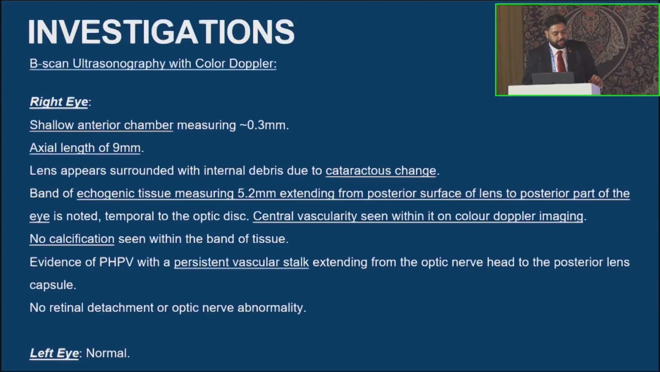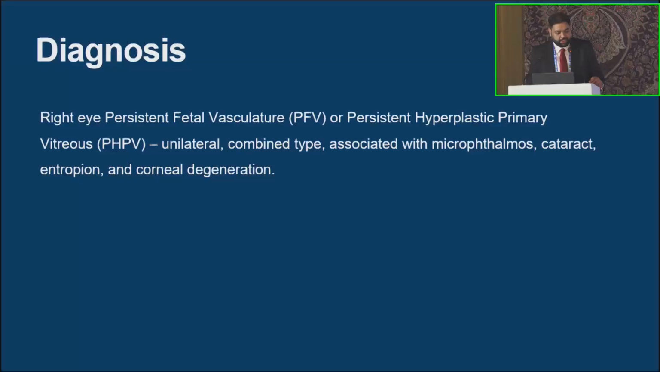Most importantly, no calcification was seen within the band of tissue. There was evidence of PHPV with a persistent vascular stalk extending from the optic nerve head to the posterior lens capsule. Along with this, there was no retinal detachment or any optic nerve involvement. The left eye was normal. With all this in mind, a diagnosis of right eye persistent fetal vasculature, unilateral combined type, associated with microphthalmos, cataract, entropion, and corneal degeneration was made.